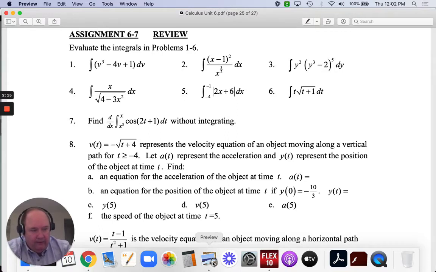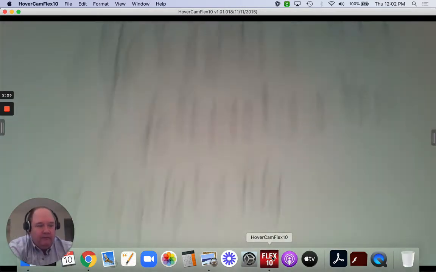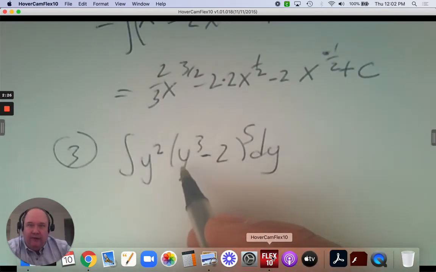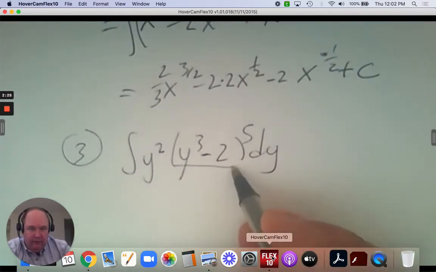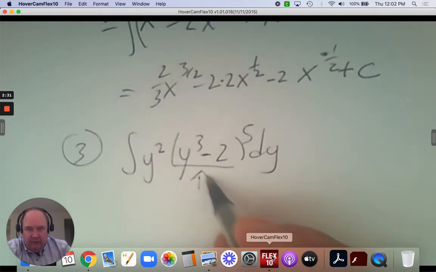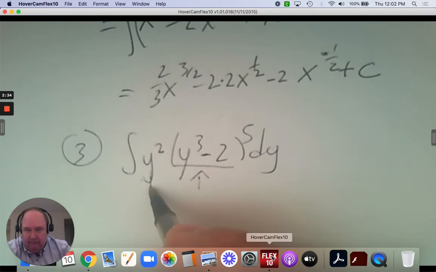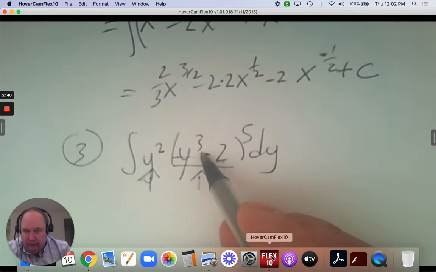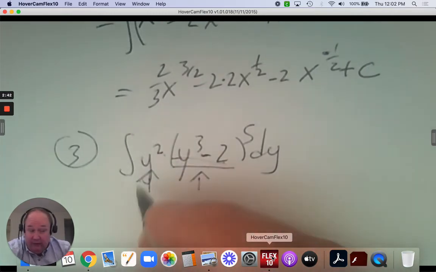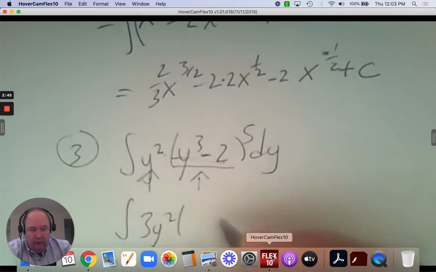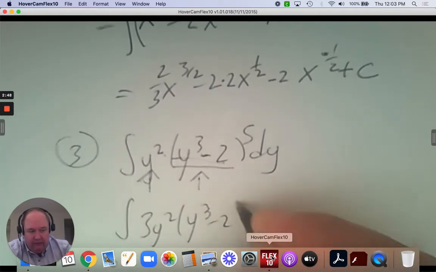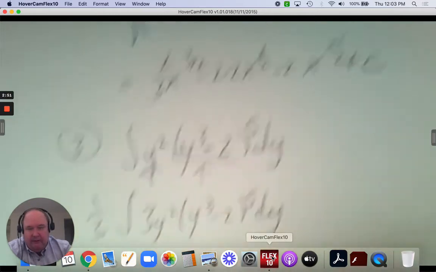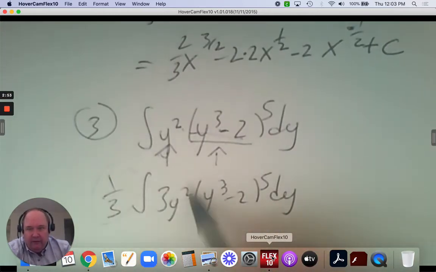Integrate y squared times (y cubed subtract 2) to the exponent 5 dy. So what I look for here is the anti-chain rule. Take the derivative of the base. Does that derivative match in terms of the type of term it is? Do the terms match? The derivative of this is 3y squared, and this is 1y squared. So they do match. So we're going to go 3y squared. That's the derivative of the base. And then I need a fraction to keep them equivalent. So if I go 1/3, that keeps these equivalent.